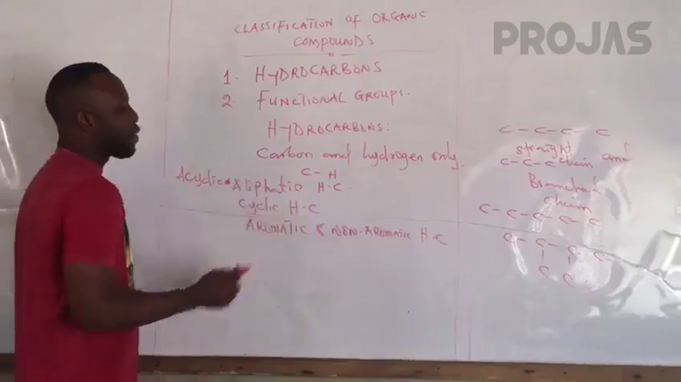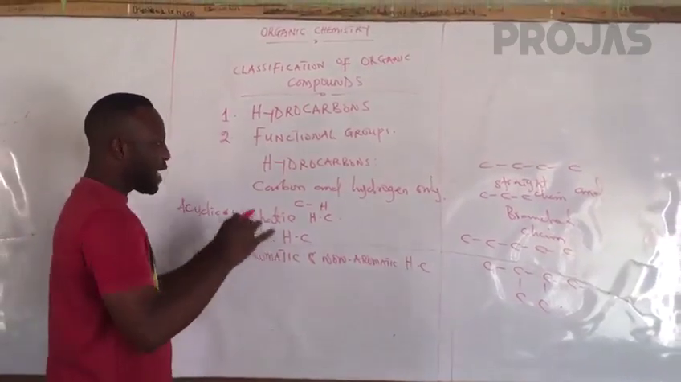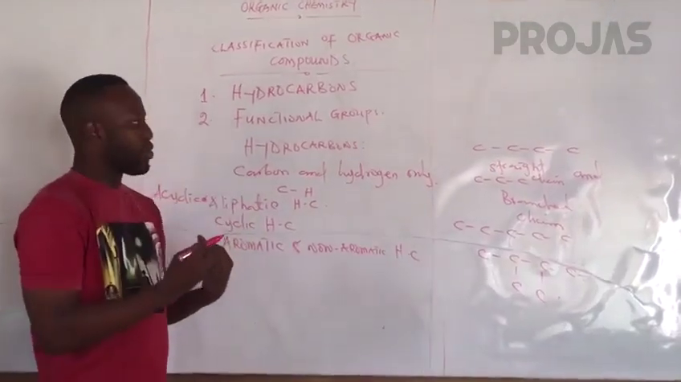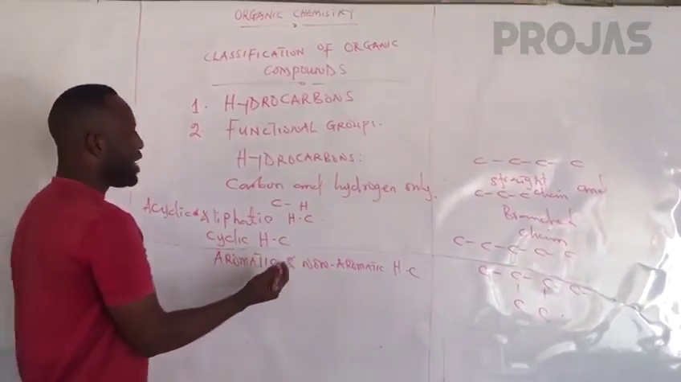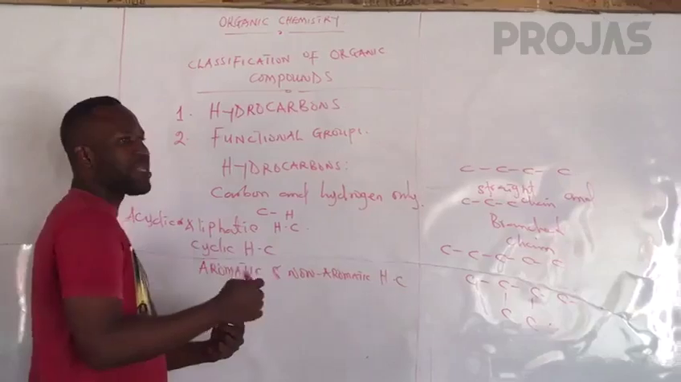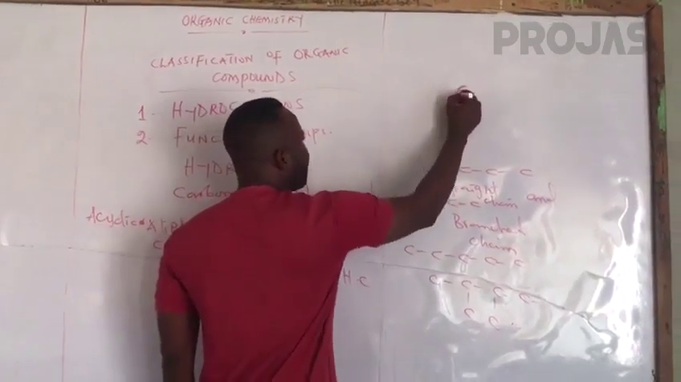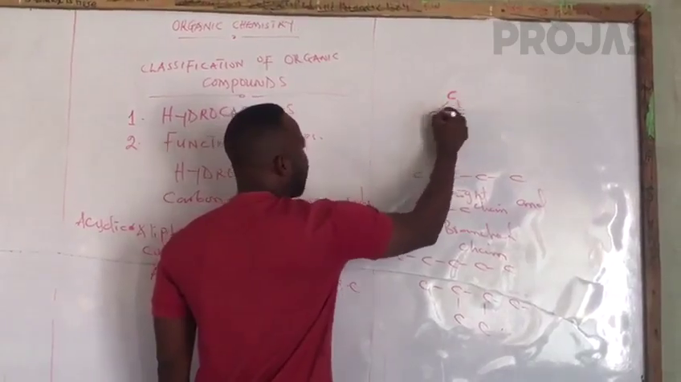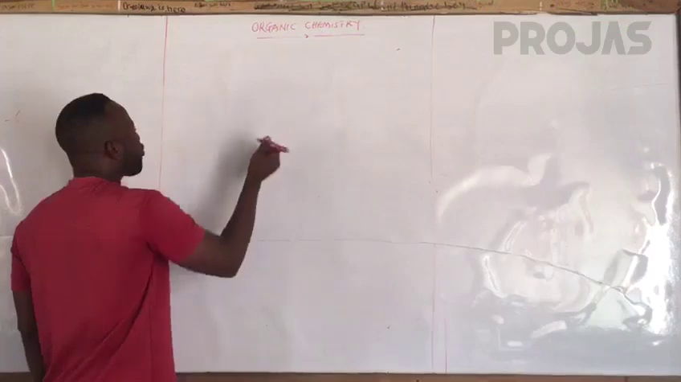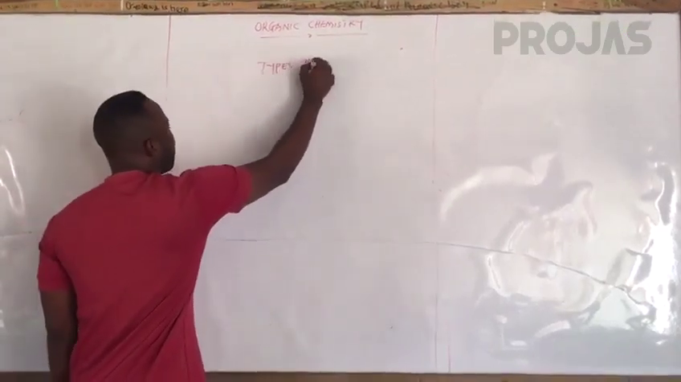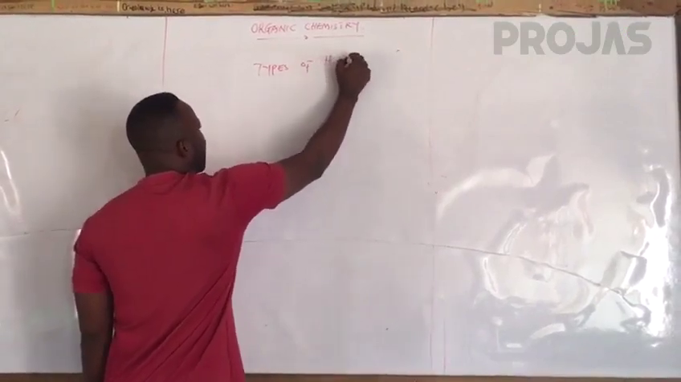Then cyclic hydrocarbons. Cyclic hydrocarbons are the closed chain hydrocarbons. That is, there is a bond linking the first and the last carbon atom. In fact, it's very difficult to identify the first and the last carbon atom when you are talking about cyclic hydrocarbons. Now, types of hydrocarbons.